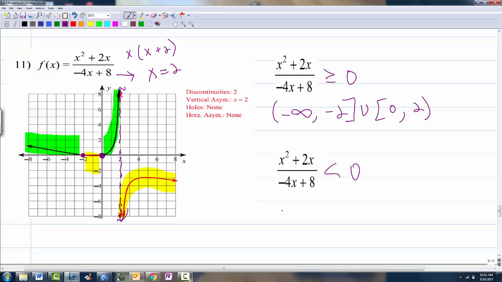Here. What do I put around these two? Not equal. And then what do I always put on this no matter what? Infinity always gets a parenthesis because you can't get there. It's an idea. It goes on forever.